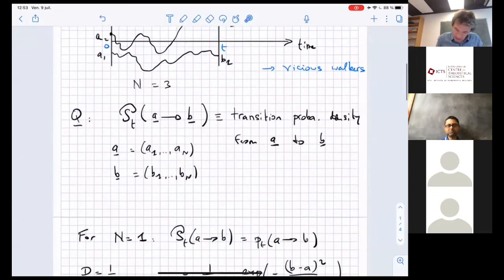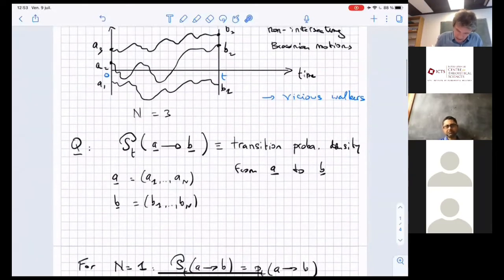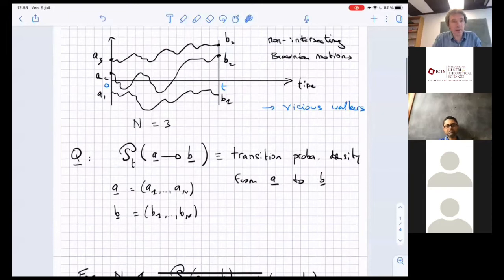Maybe it's a remark that I could make here. If you integrate over B at this stage, over all possible ordered values of B, what you get is actually the non-crossing probability. That's the probability that the vicious walkers, or the walkers if you want, do not intersect up to time t. So it's not normalized, in fact.